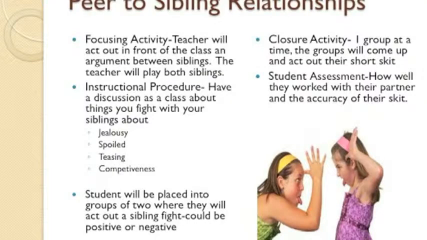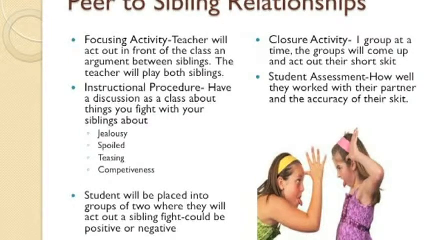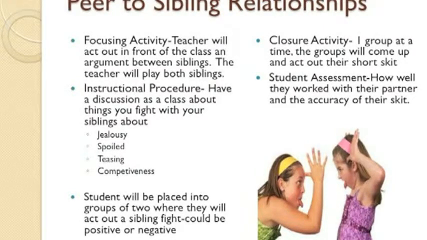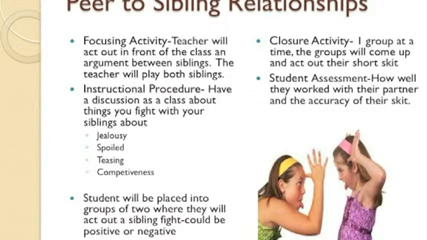Our first relationship is peer to sibling relationships, and the teacher would act out in front of the class an argument between siblings, and they would take the role of both siblings to just grab the attention of their students. Then they would have a discussion as a class and talk about things that you fight with your siblings about, and some examples could be jealousy, you're spoiled, I'm not spoiled, teasing, competitiveness.